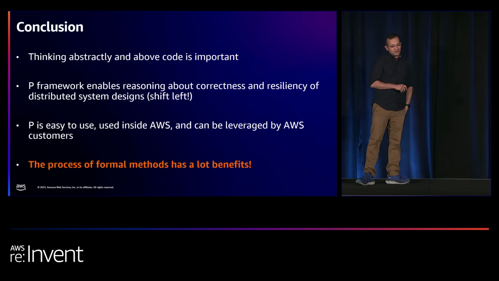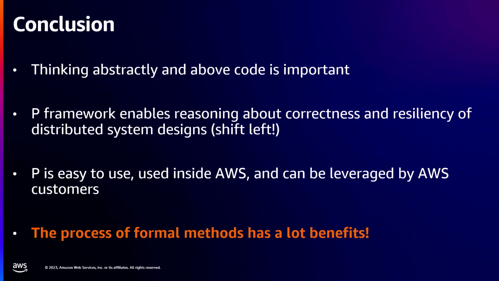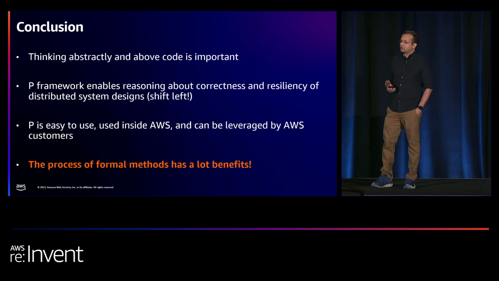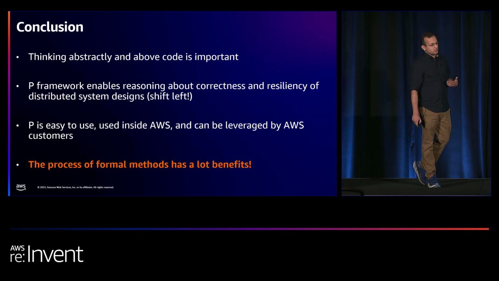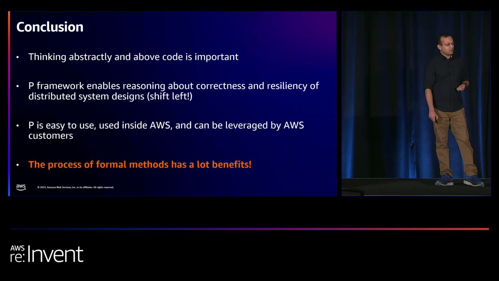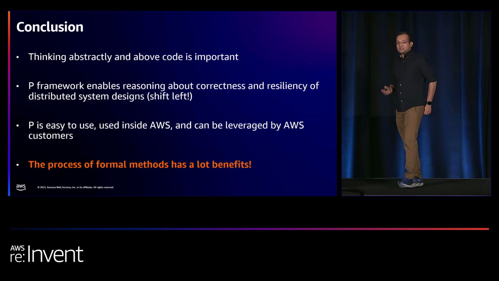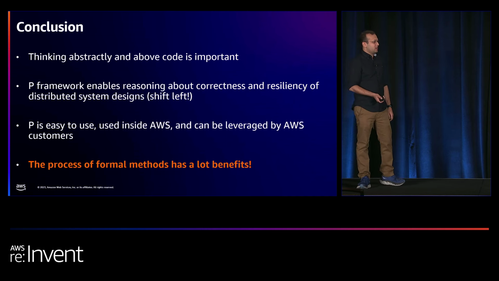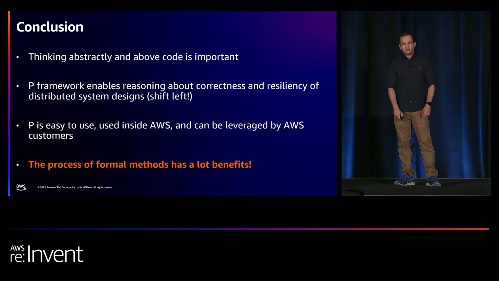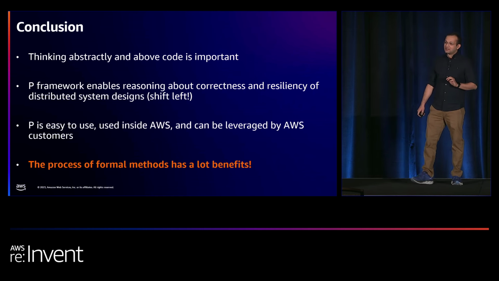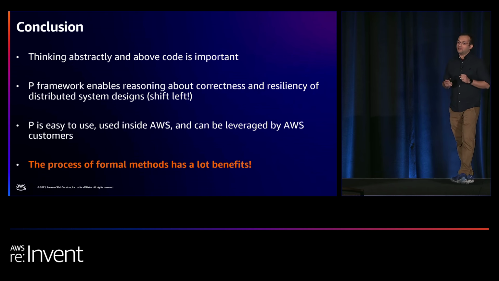So to conclude, what we talked about was that there is a lot of benefit and importance in thinking abstractly and above coding when you're trying to build mission-critical, important workloads or complex distributed applications. And P is a framework that allows you to reason about your system's correctness and resiliency. P is easy to use. It's being used inside AWS, and Vikas also talked about how you can leverage P. It's completely open source. But the key thing that I would like to conclude with is that no matter what tool you use, going through the process of formal methods has a lot of benefit.